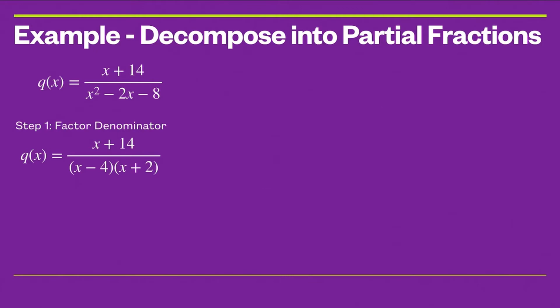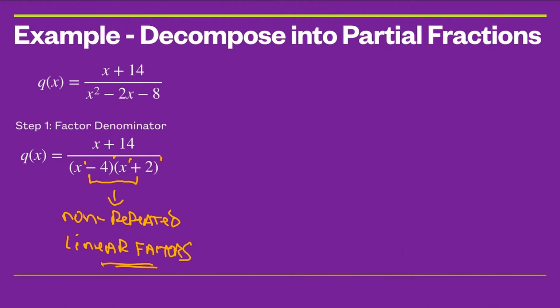And since both of these are linear inside the parentheses, and both have exponents of 1, we use single or non-repeated. You can use that interchangeably. So these are going to be non-repeated linear factors, and it makes a difference what type of factors you deal with. It's really important to identify what type of factors you have right away, because that's going to dictate how the rest of your decomposition goes. So that's it for step 1. It's basically just factor the denominator. That's fairly straightforward. Now the next step, we're going to go to step 2.